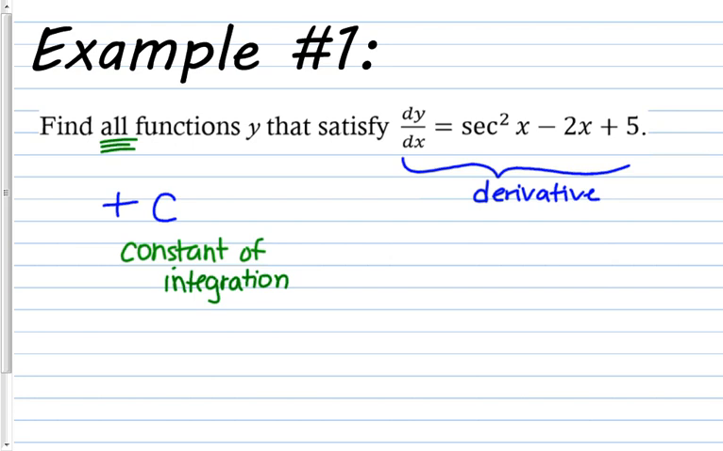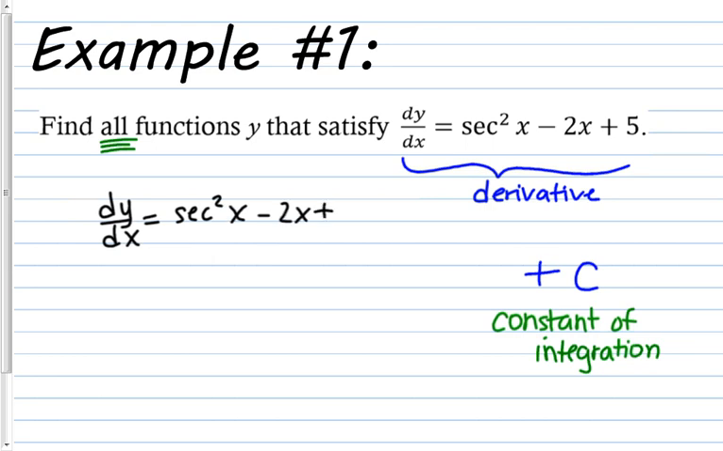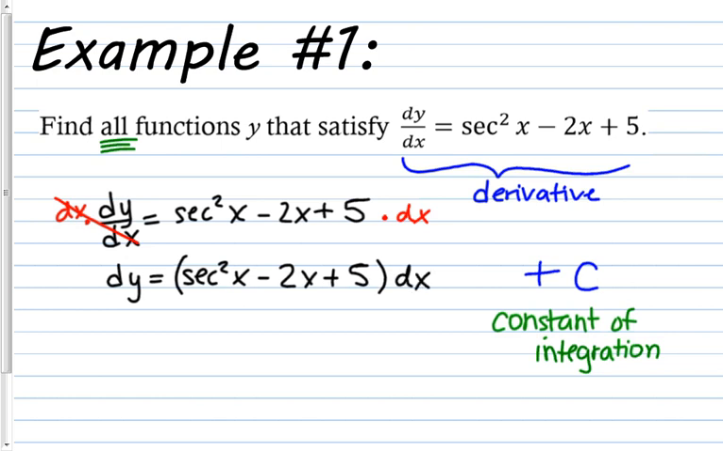Okay, step 1. You're going to take your function, dy dx equals secant squared x minus 2x plus 5, and you're going to separate the variables. So let me get rid of the dx. The way to do that algebraically is just to multiply both sides by dx. So I get dy equals secant squared x minus 2x plus 5 dx.